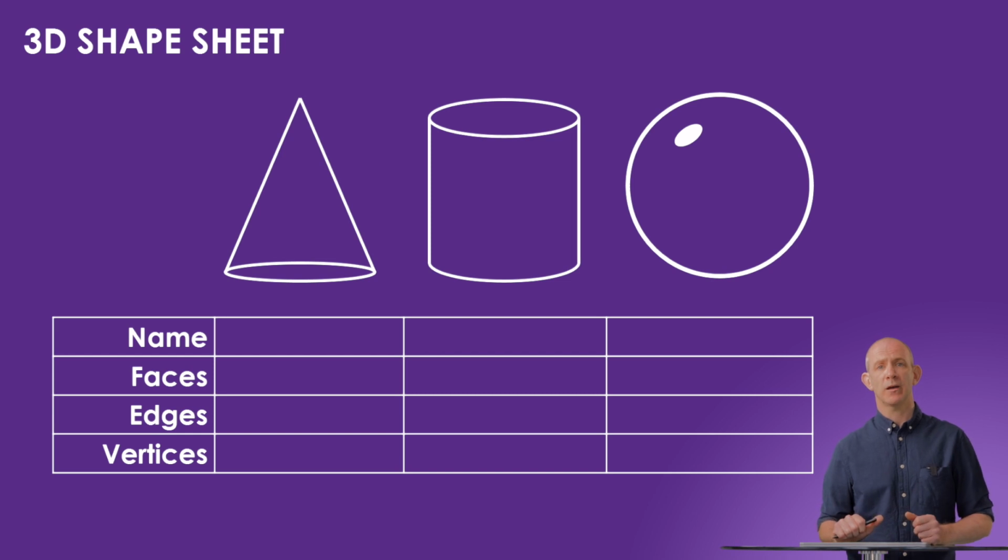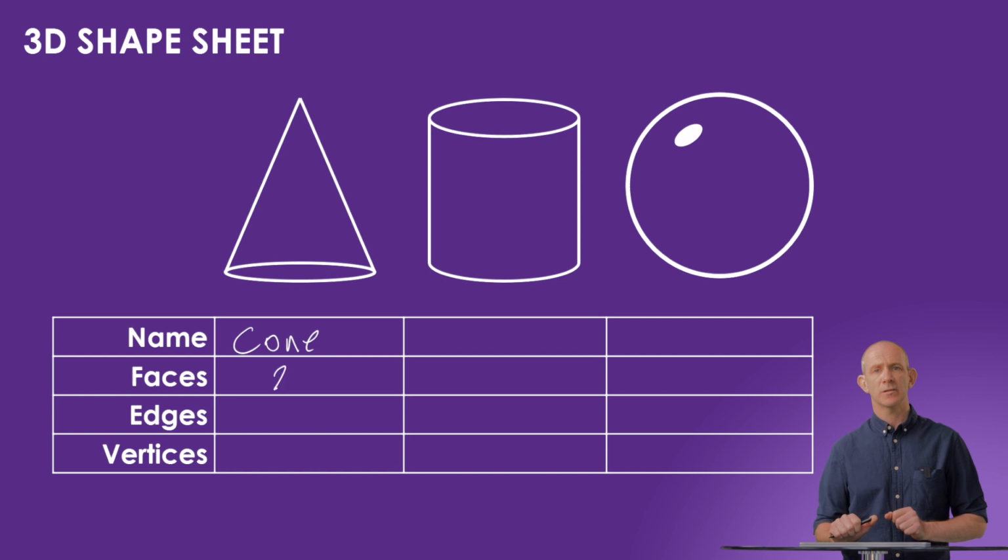This first shape that we have, you'll all recognise as a cone. It has two faces, the curved part at the top and then the circle that's around the bottom. It's got one edge where the curved upper part meets the circle, and it's also got one vertex or corner which is at the very top.